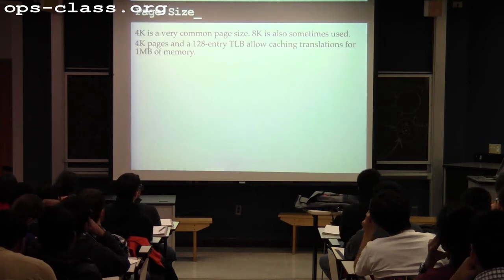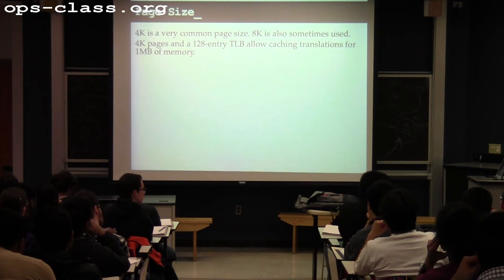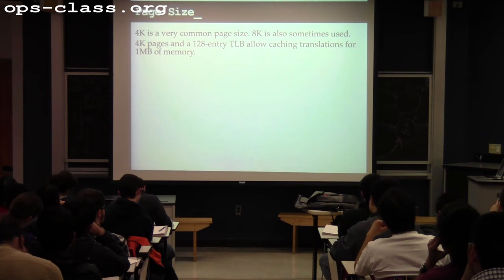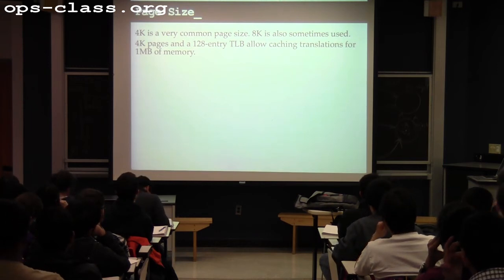Any questions about spatial locality? This is important to understand. This is what makes this whole system work, okay? So the first thing we do in a paging system is we choose a page size, right? 4K was, for years, sort of the most common page size.